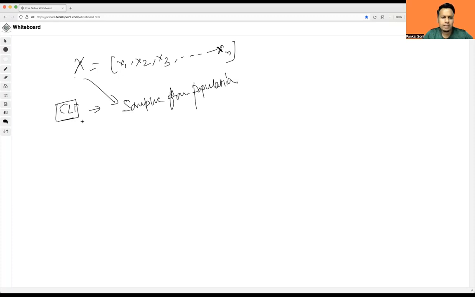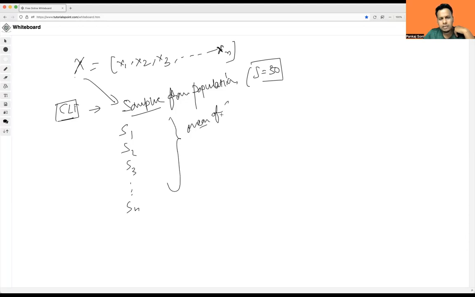The central limit theorem says that if you keep taking samples, where let's say the sample size is 30, and you take so many samples, S1, S2, S3, and so on, Sn, and take the mean of those samples, then as per the central limit theorem, this mean of the samples will be very close to the population mean. This mean is nothing but the population mean.